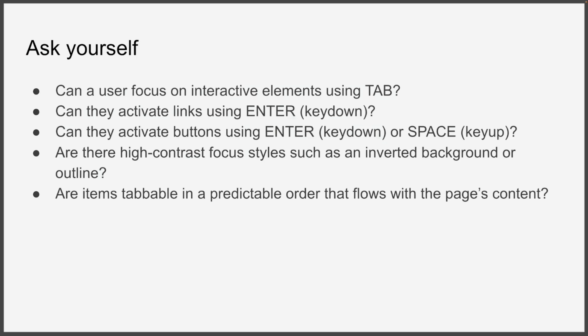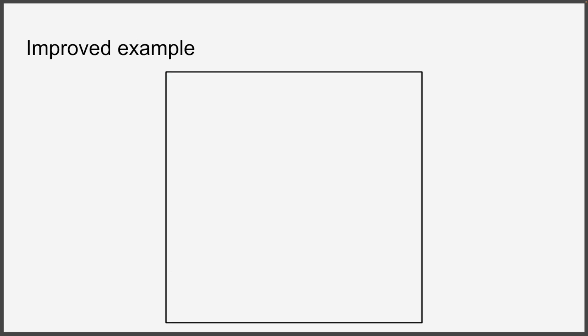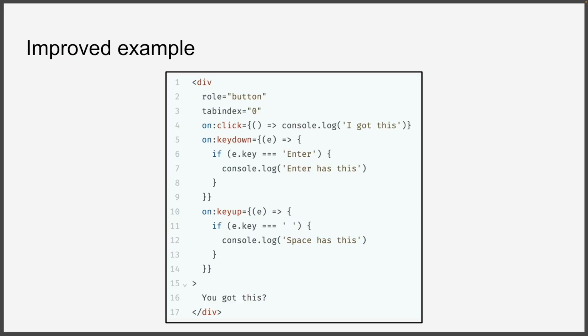With these considerations in mind, we can make some improvements. Take a look at this. 17 lines of div. Bear with me. On line 2, we have role equals button. Line 3, tabindex equals 0. On 4, we have our original click handler. Line 5, we listen to the enter key on key down. And on line 10, we listen to the space key on key up. And there we go, a button.